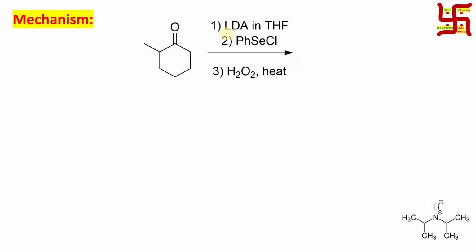Now the first step is LDA. By the way, LDA is a bulky base. Why is it a bulky base? Look at the nitrogen: it is attached to two bulky isopropyl groups. That's why it is a bulky base. This anion is there, that's why it acts as a base. So what does it do? Remember, it is a selective proton abstracting reagent.